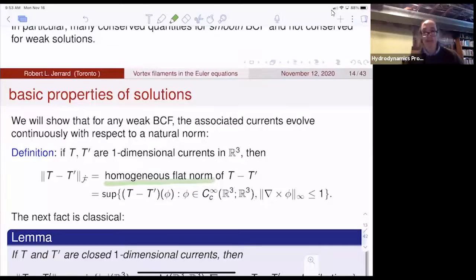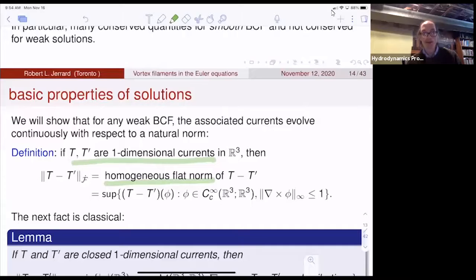Okay, and so I should have emphasized this a bit more. When I say one current in R3, this means that it's something which acts on smooth vector fields. So in particular, when I take this varifold and do this projection operation down here, then I get a one current, which you can think of as a vector valued measure. It acts on smooth vector fields.